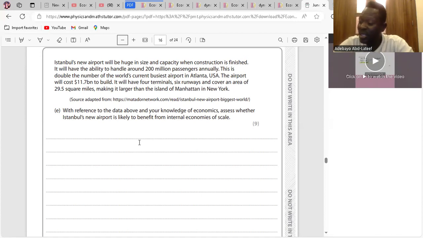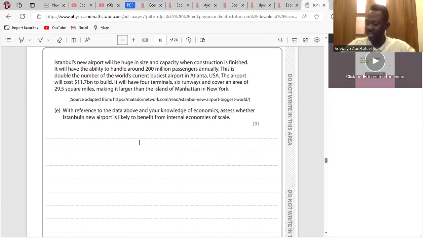Great. Also, the airport may be able to enjoy technical economies as the cost of installing equipment in the 6 runways. That means the cost will be shared among the 6 runways. So whatever equipment is being purchased, the cost will be based on the 6 runways. Is it clear? Yeah.